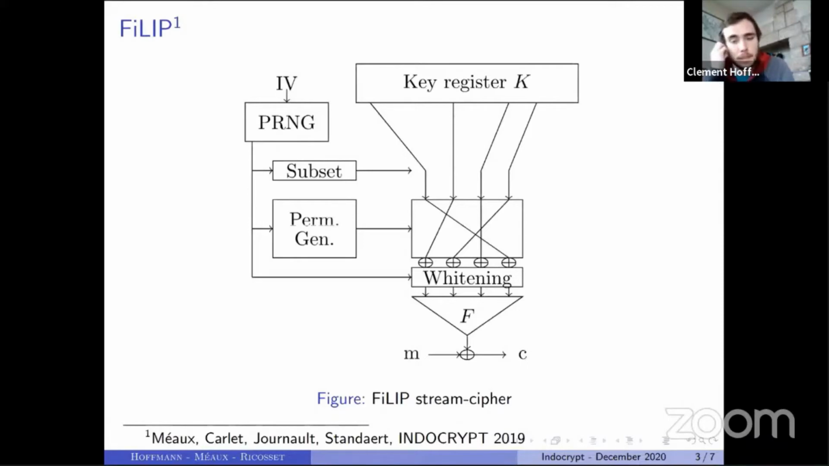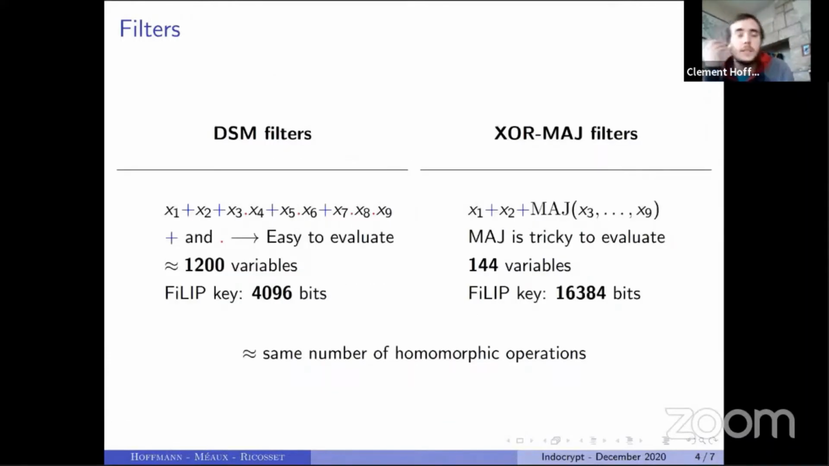And then you end up with a state that goes through a filter. A filter is a Boolean function, and it needs to be properly chosen because the security of your stream cipher relies on the choice of this function. So we considered two families of filter, DSM filters. They are basically sum and product. So they are easy to homomorphically evaluate since we have an homomorphic addition and an homomorphic multiplication. And XOR-Thr filters, which are the sum of a XOR function and a majority function. They are a bit trickier to evaluate because the majority function cannot be seen as a product and sum easily. Basically, we used mux gates and decisional circuits to evaluate this function homomorphically.